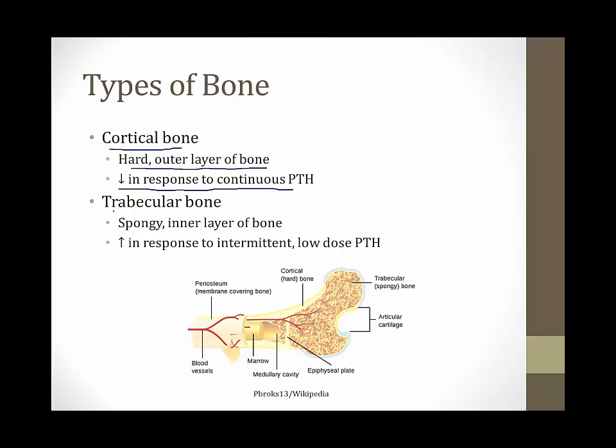The other type of bone tissue is called trabecular bone. This is the spongy inner layer of bone, and this is the layer of bone which will increase in response to intermittent low-dose exposure to parathyroid hormone.